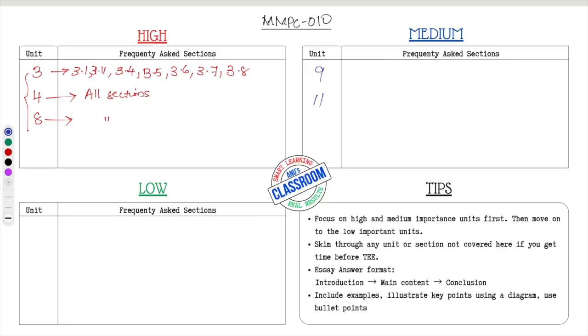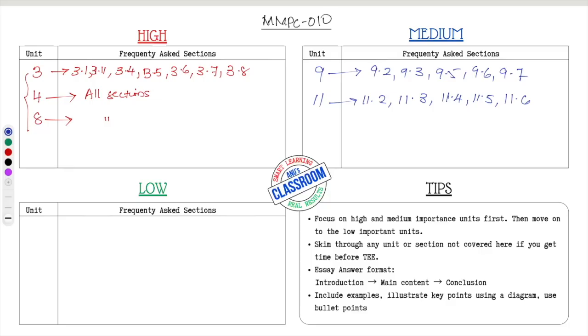Okay. In unit 9, you can focus on 9.2, 9.3, 9.5, 9.6, and 9.7. And from unit 11, that is pricing under competition and pure monopoly, you can focus on 11.2, 11.3, 11.4, 11.5, and 11.6.